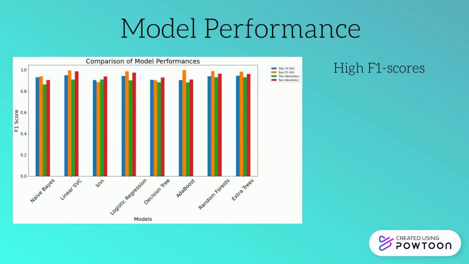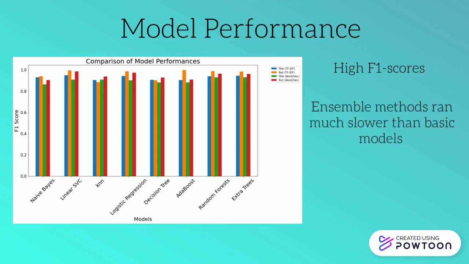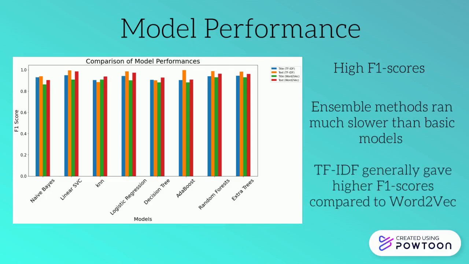We ran the models on both text and title and realized that using text generally yielded better results, evident from the orange bars. While running the models, we found that ensemble methods ran much slower. Lastly, TF-IDF generally gave higher F1 scores, as evident from the orange and red bars.